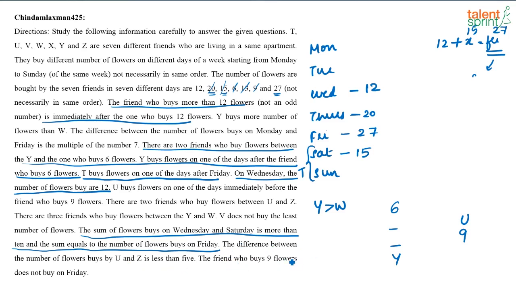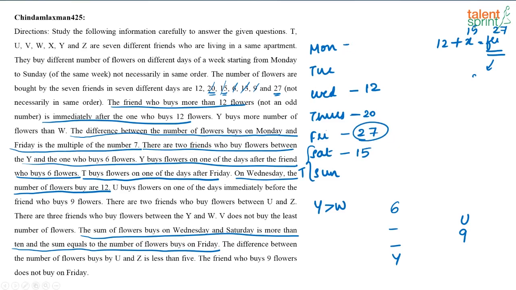The friend who buys 9 flowers does not buy it on Friday. Okay, what other information can we use to freeze? See here, the difference between the number of flowers that the person buys on Monday and Friday is a multiple of 7. So Friday is 27. Right, now what can come on Monday?